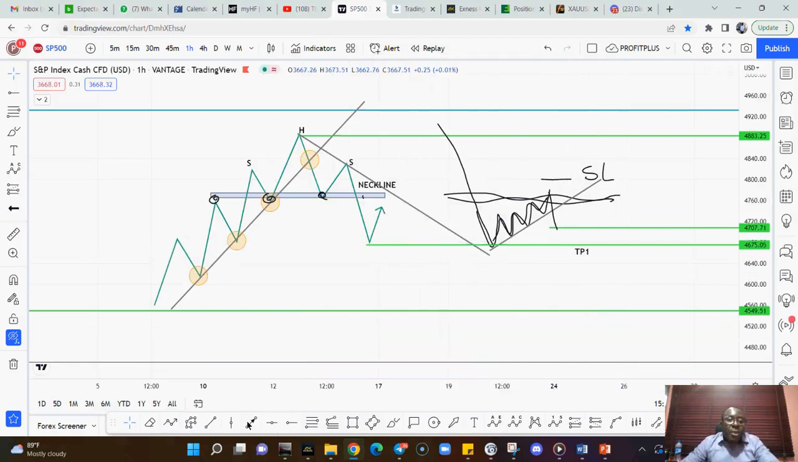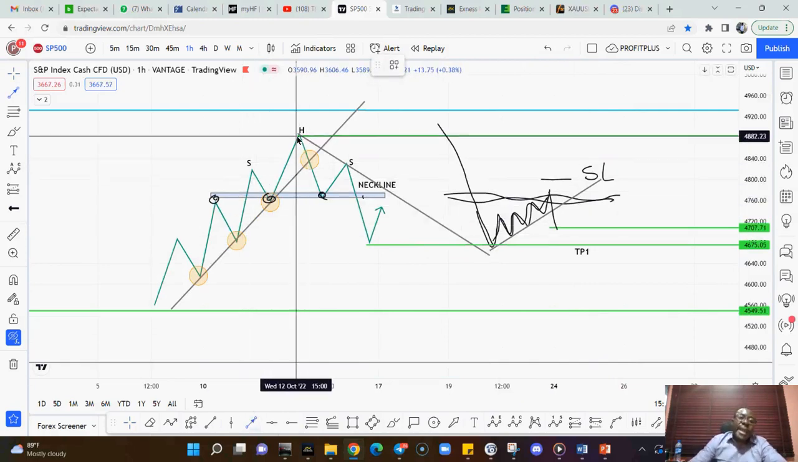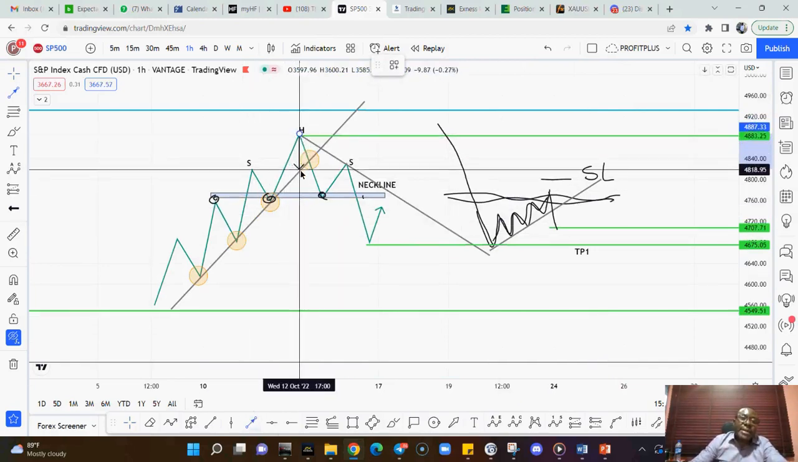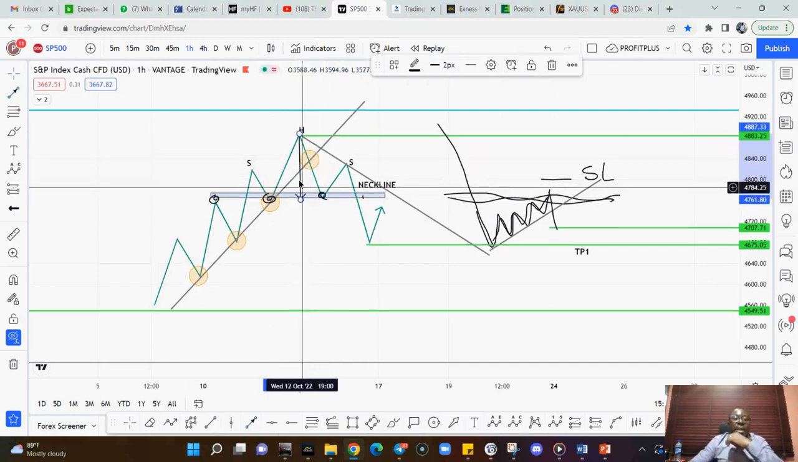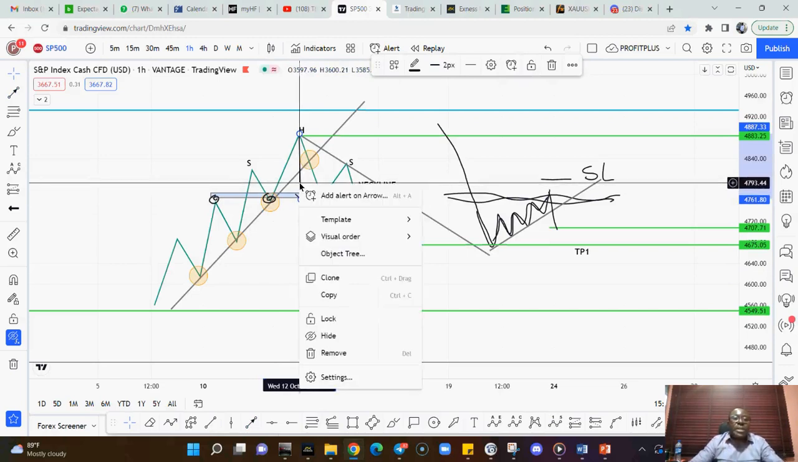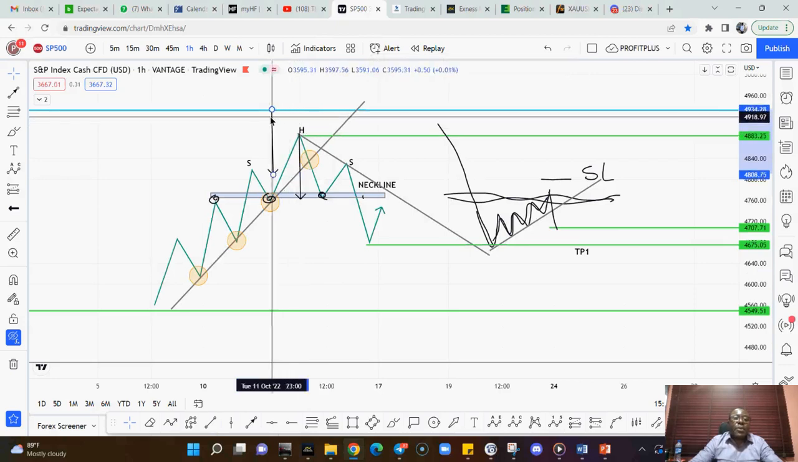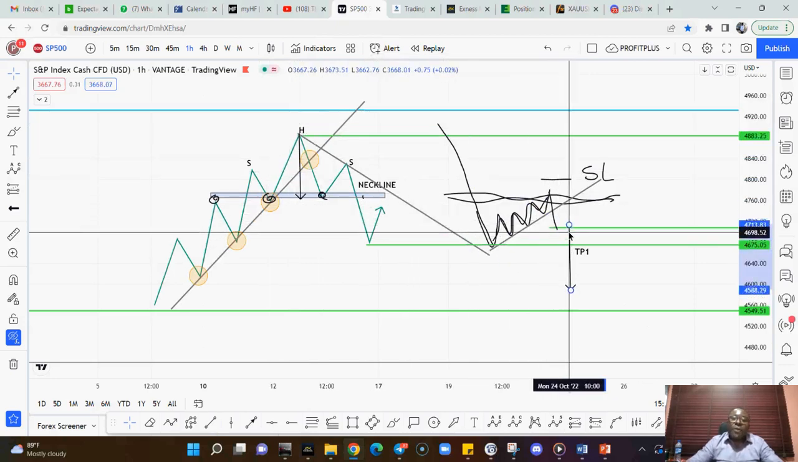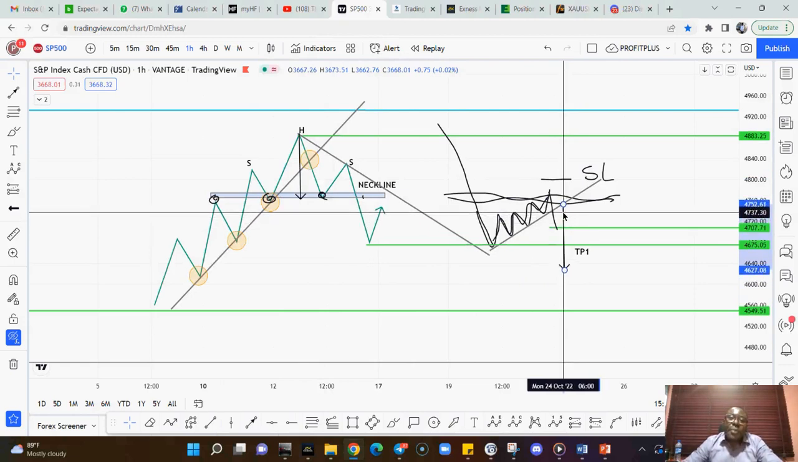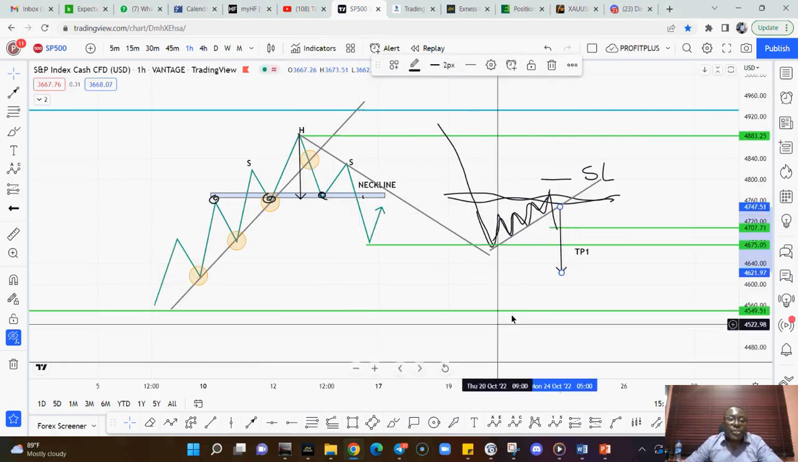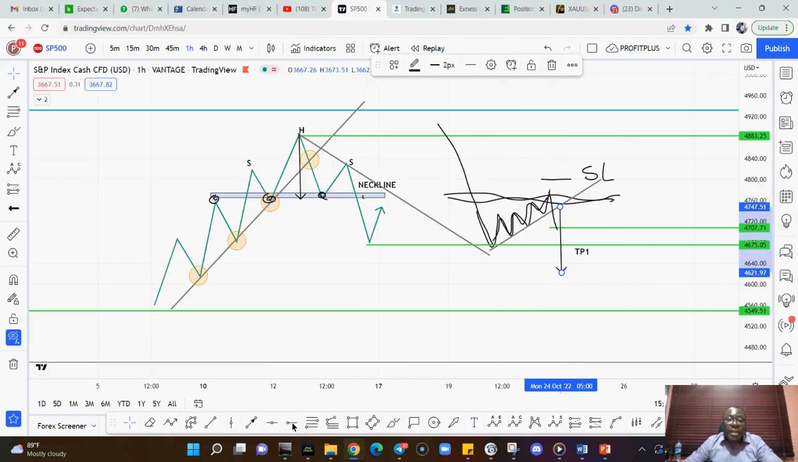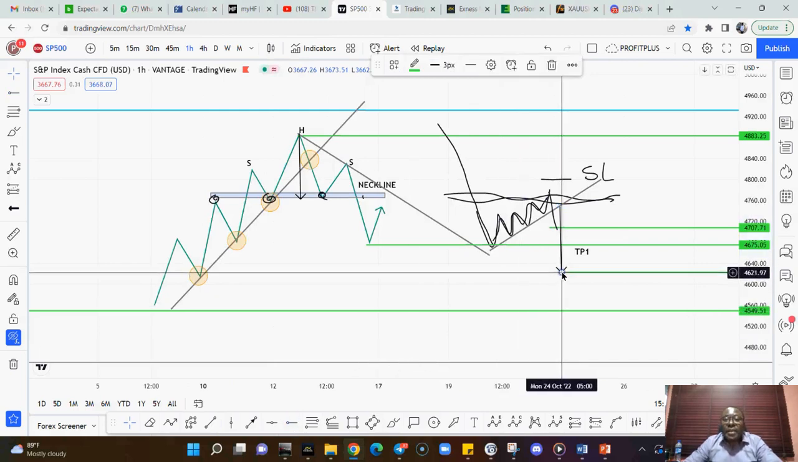And now you come back here. The distance from the head to this neckline is our target. So if you draw an arrow, you can just clone it. If you right click on that, you see clone. You keep it, then you pick it up, and from the break of this line, you can see from here is your target. So in this particular trade, you can immediately have two take profits.